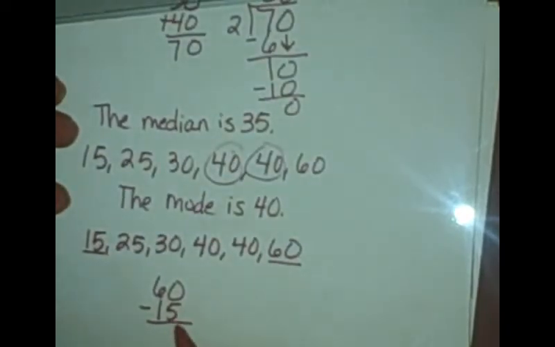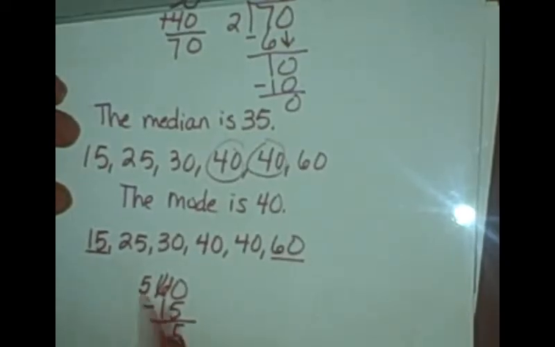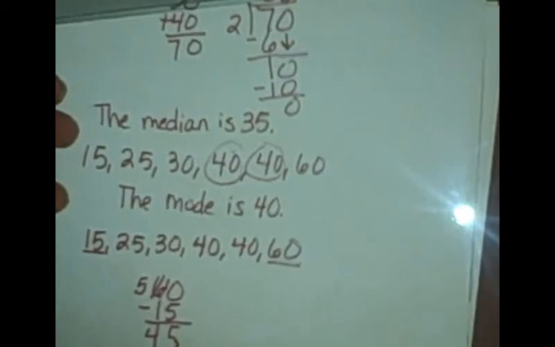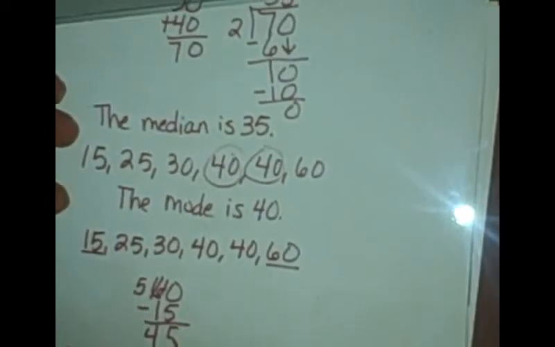I cannot subtract 5 from 0, so I'm going to borrow next door from my neighbor, make my 6 a 5. I'm going to make my 0 a 10. 10 minus 5 is 5. 5 minus 1 is 4. So the range of this data set is 45.